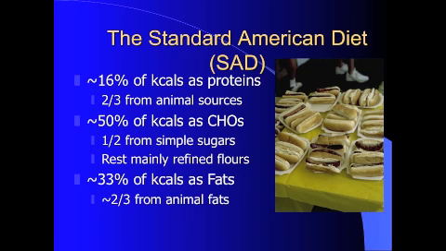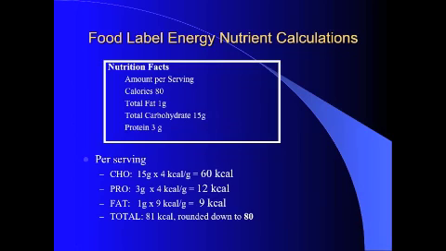The standard American diet, or the SAD diet, is an energy nutrient breakdown that's quite different from the recommendations. It's composed primarily of animal fats, animal protein, and simple and refined carbohydrates. Vegetables, fruits, and whole grains are rarely consumed in an adequate quantity in the average American or U.S. person's diet. Let's look at how the food label shows these energy-yielding nutrients and how these calculations can be done.